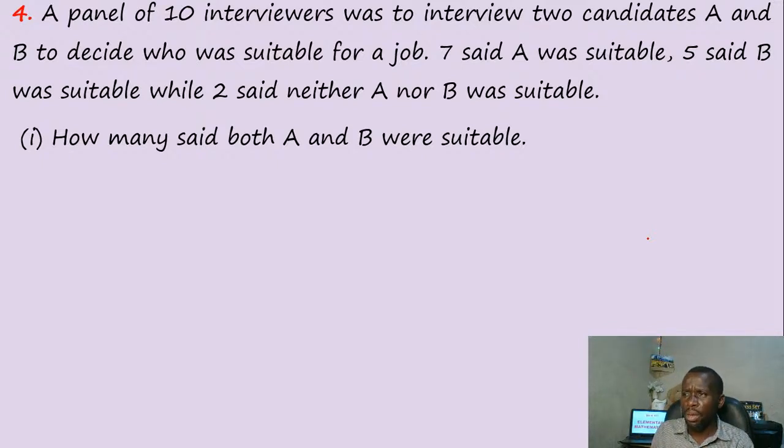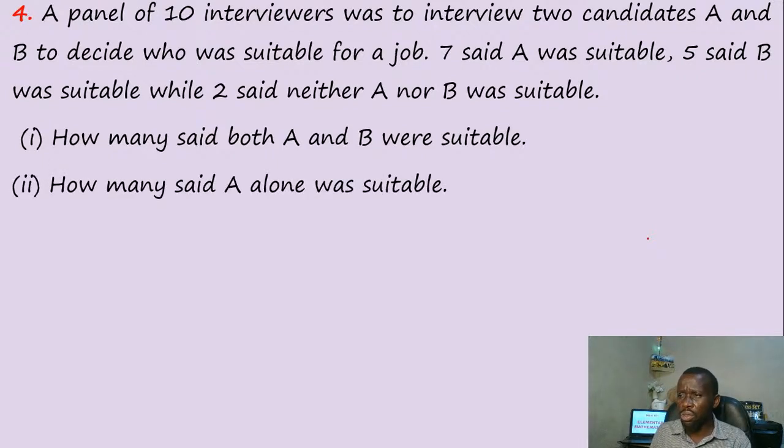Now the question is how many said both A and B were suitable? How many said A alone was suitable? Let's forget about the question for now. Let's draw our Venn diagram, do our calculation, and then we'll know what to do.